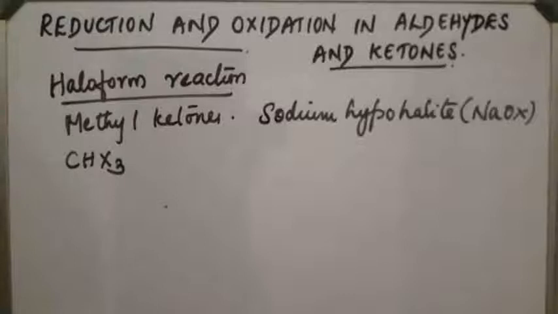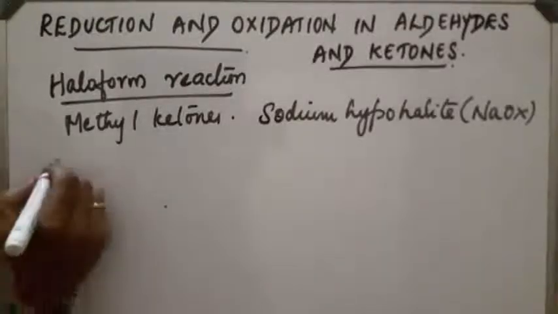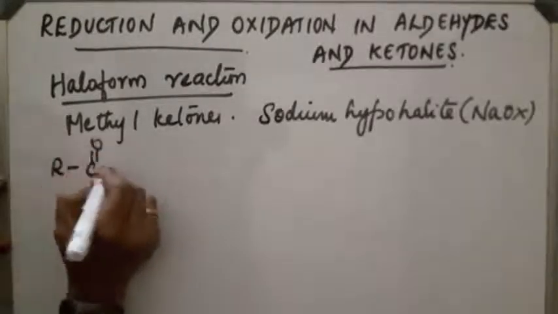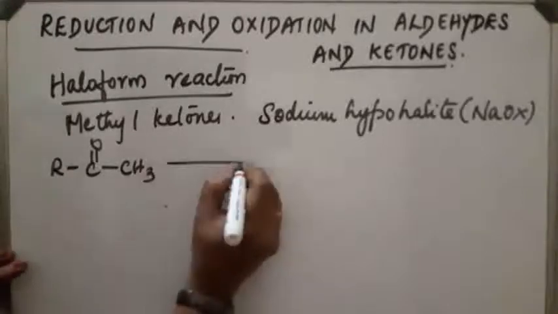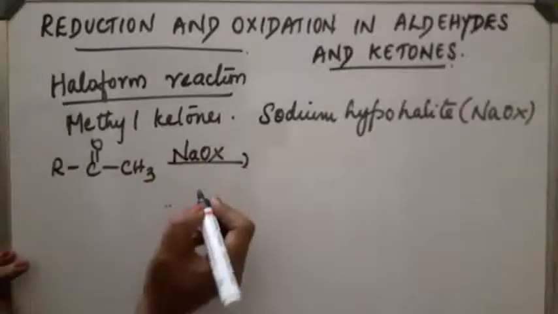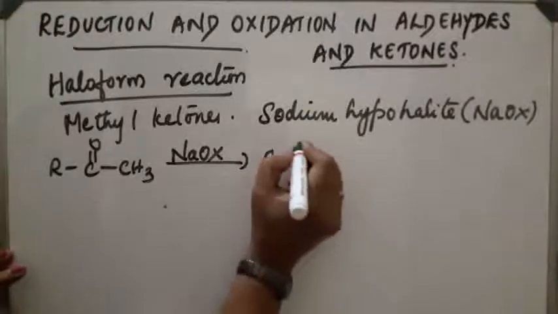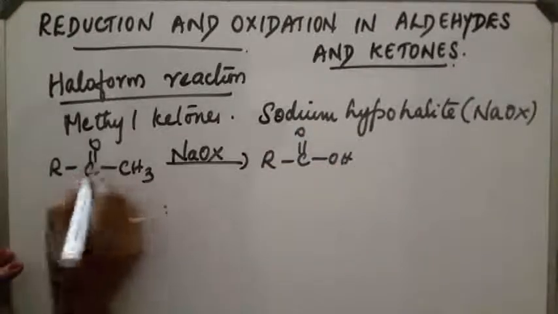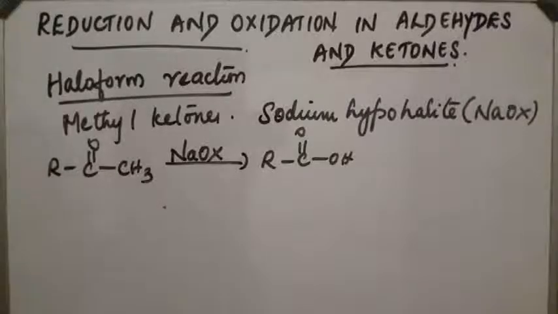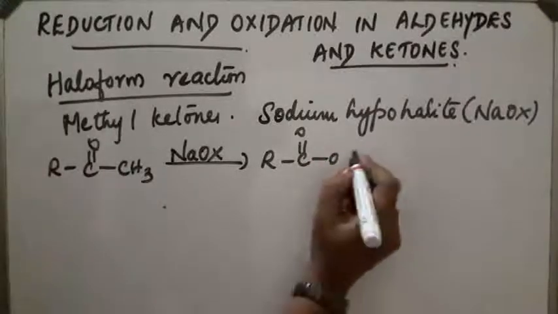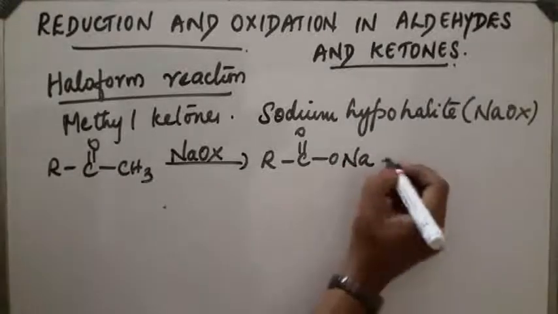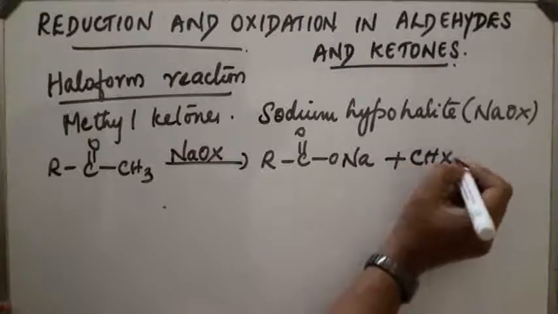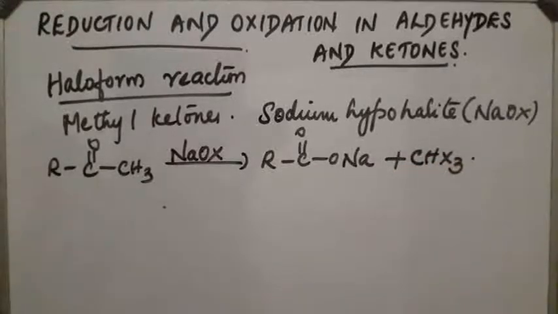First, the ketone R-CO-CH3, with CH3 attached to the carbonyl group. Only such compounds give this haloform reaction. On reaction with NaOX, what will happen? The C double bond O group gets oxidized and converted into the corresponding sodium salt of the acid. Then the next part gets converted into CHX3. This will be the reaction.